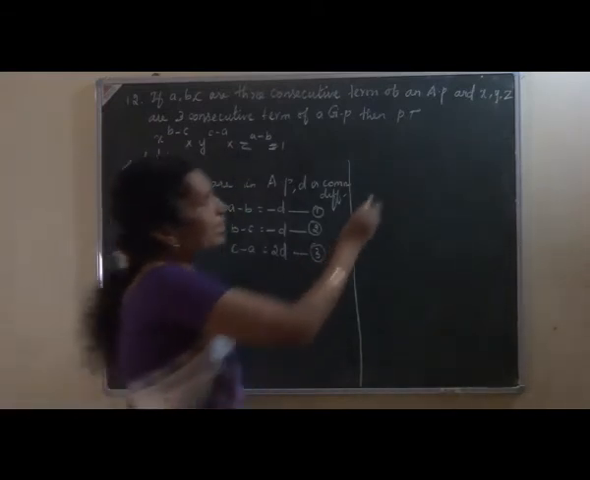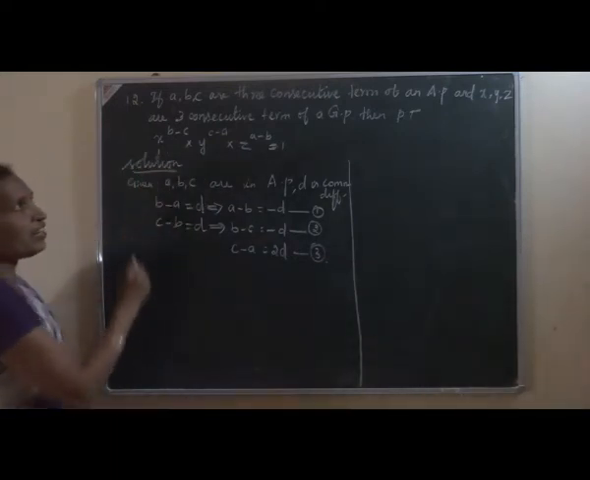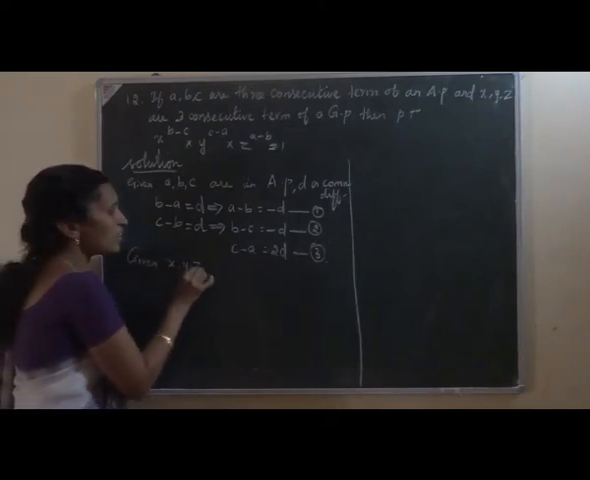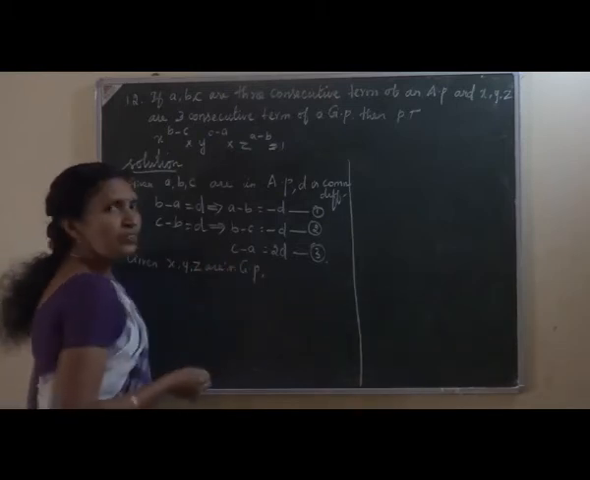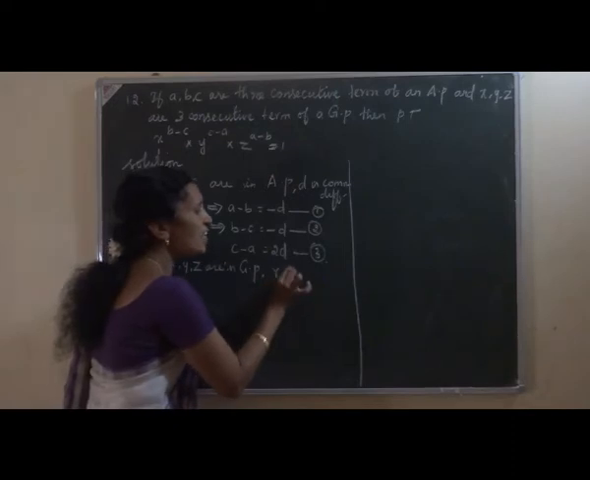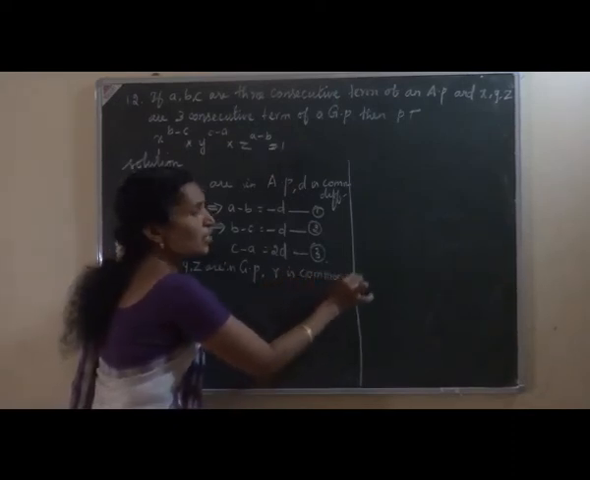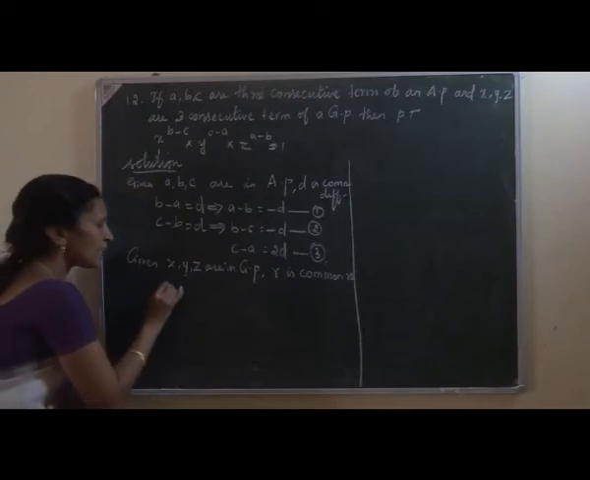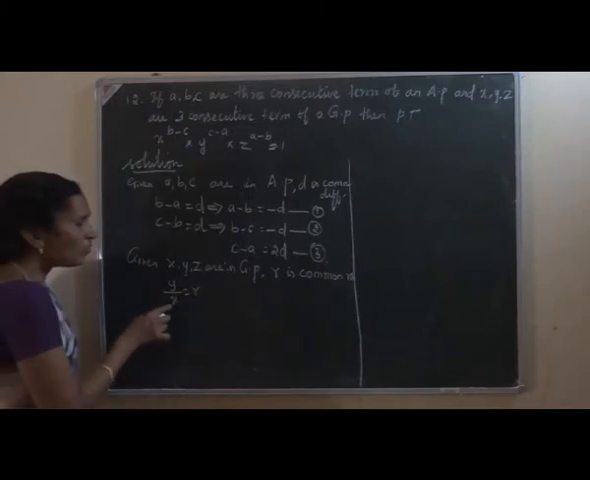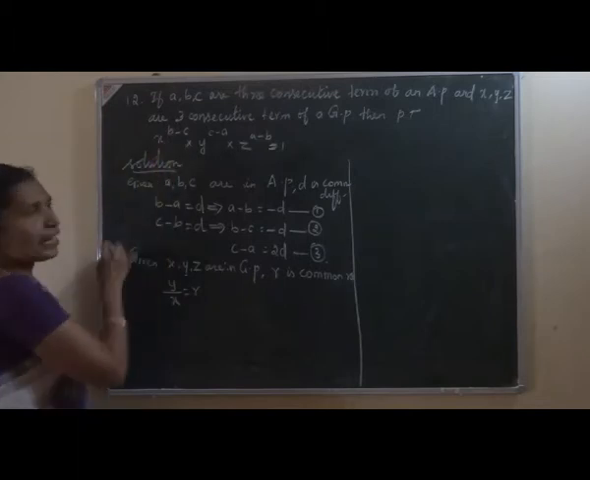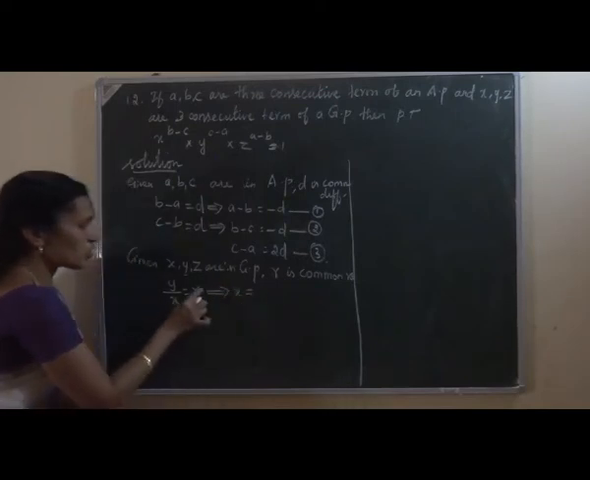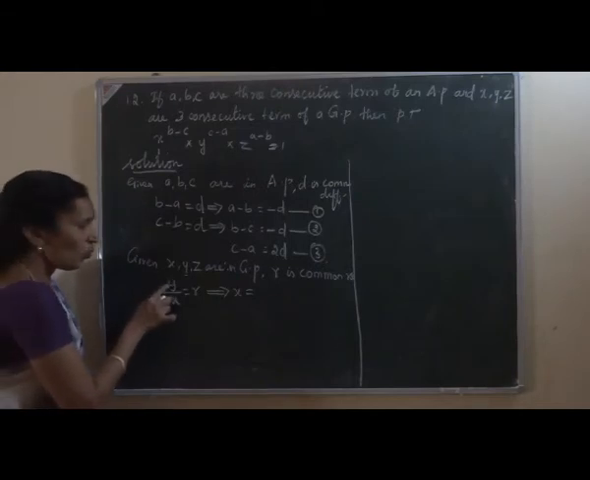Now, next, X, Y, Z are in geometric progression. If it is a geometric progression, we can consider R as the common ratio. Second term divided by first term equal to R, so Y by X equal to R. Now you find the value of X. Cross multiplying, X R equal to Y, so X equal to Y by R.